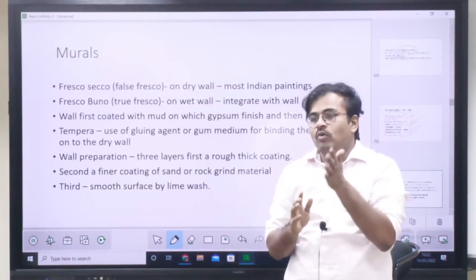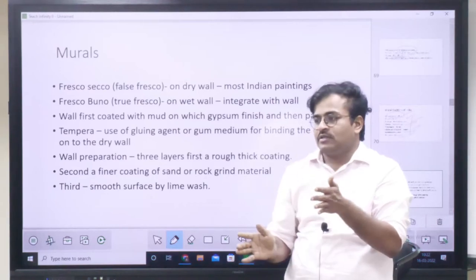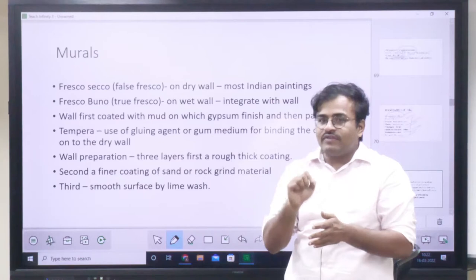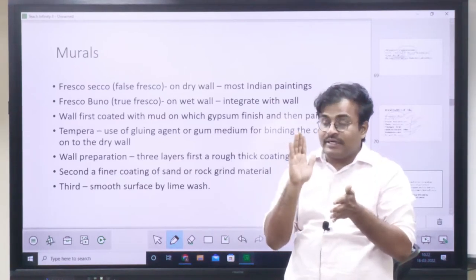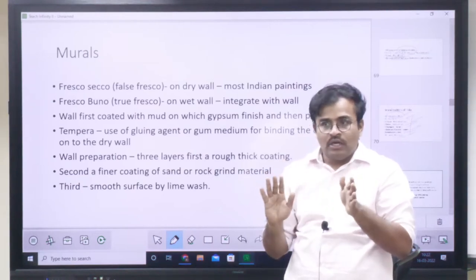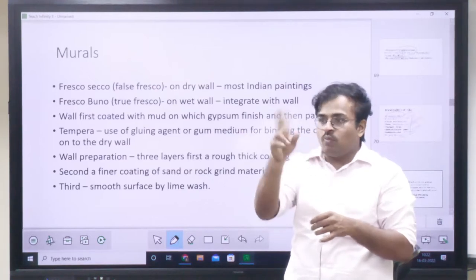And in India, most of the paintings are fresco secco paintings. There are no fresco buono paintings. It means that we let the wall dry first, and after that we started painting on it. Are you getting this? That is the reason why Indian colors don't get integrated into the background. They will stand out from the background. Yes? And there is an elaborate procedure which is given in order to prepare the wall.